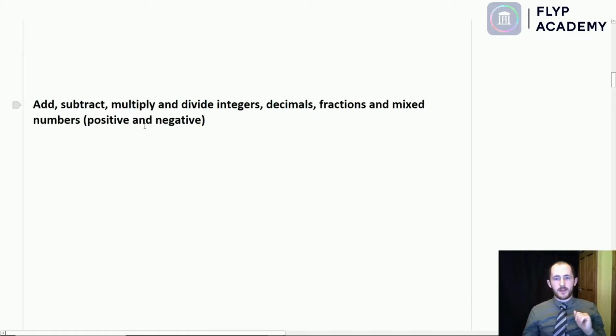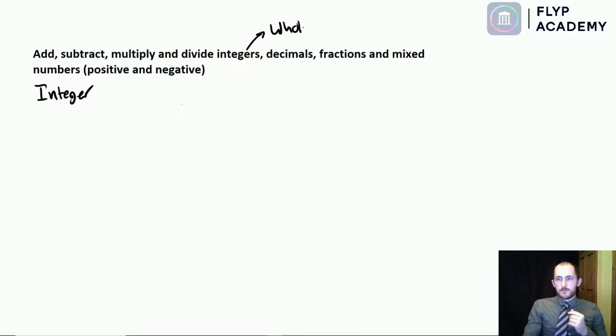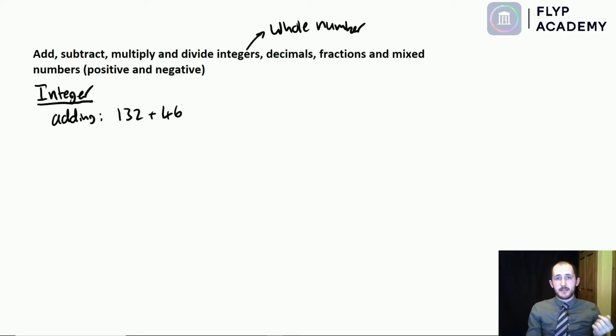The next kind of spec point that you need to be able to do is to add, subtract, multiply and divide integers, decimals, fractions and mixed numbers. So let's start with integers. An integer is just a whole number. It doesn't have a decimal, it doesn't have a fraction associated. So let's start with adding. Let's say we were adding 132 plus 46. You might be able to do this in your head, but keep in mind that some integers are going to be quite big, so it's hard to do in your head. So what you need to do is use the column method.